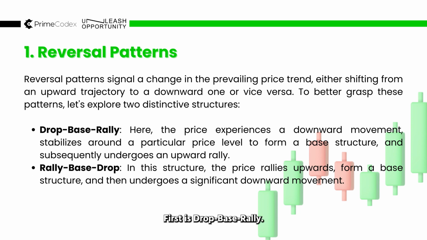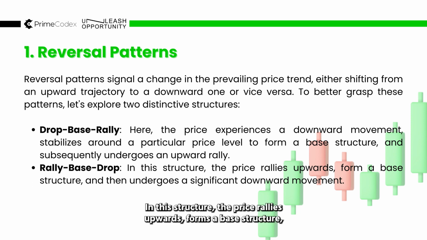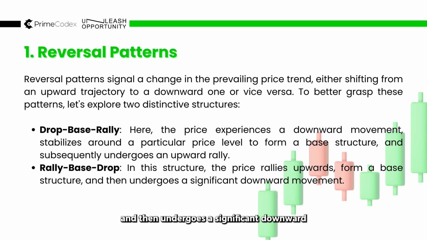First, drop-base-rally. Here, the price experiences a downward movement, stabilizes around a particular price level to form a base structure, and subsequently undergoes an upward rally. Second is rally-base-drop. In this structure, the price rallies upwards from a base structure and then undergoes a significant downward movement.